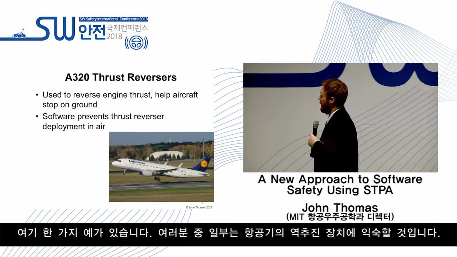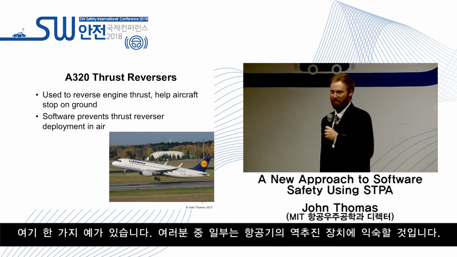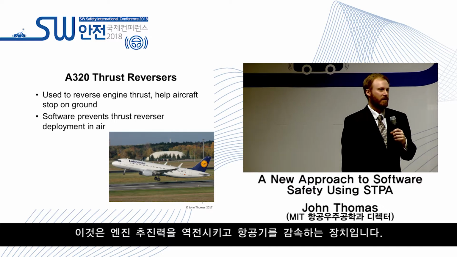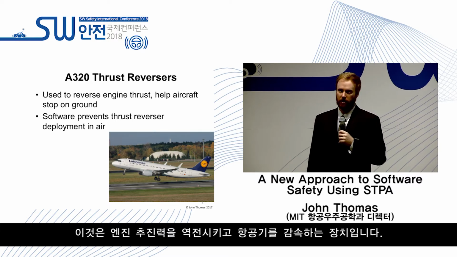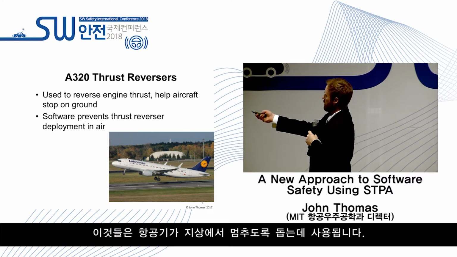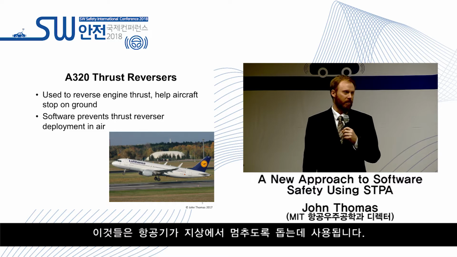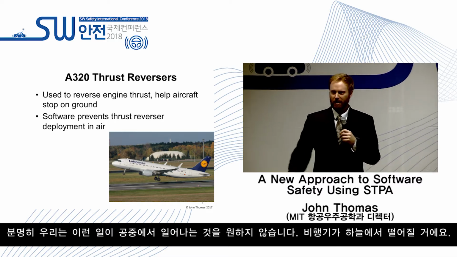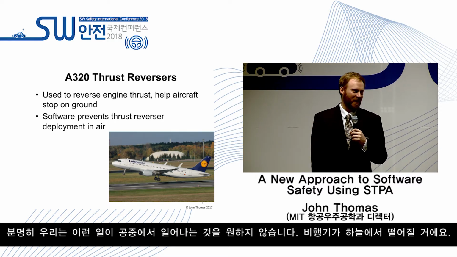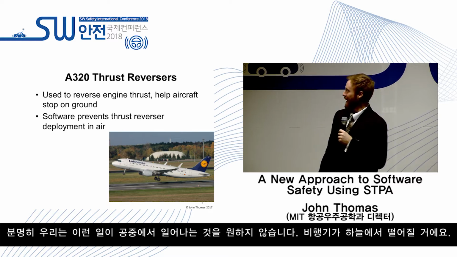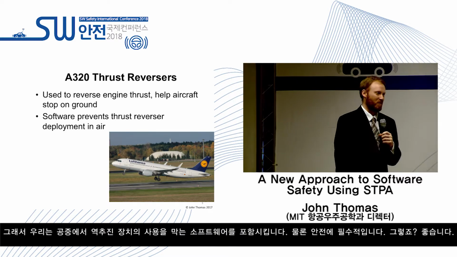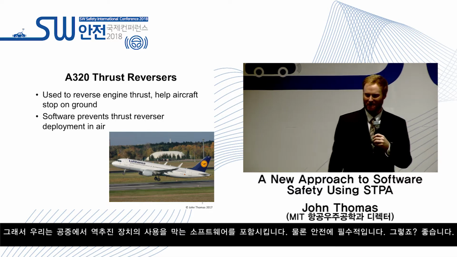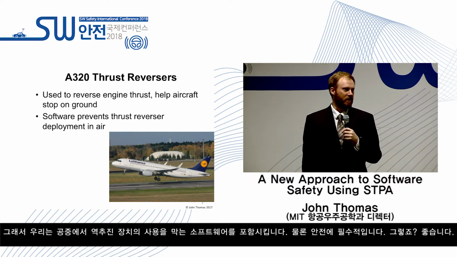Here's an example. Some of you may be familiar with thrust reversers on aircraft. This is a device to reverse the engine thrust and slow down the aircraft. These are used to help it stop on the ground. Obviously, we do not want this to happen in the air. The plane will fall out of the sky. So we include software to prevent thrust reverser deployment in the air, of course. Safety critical, right? Sounds good.